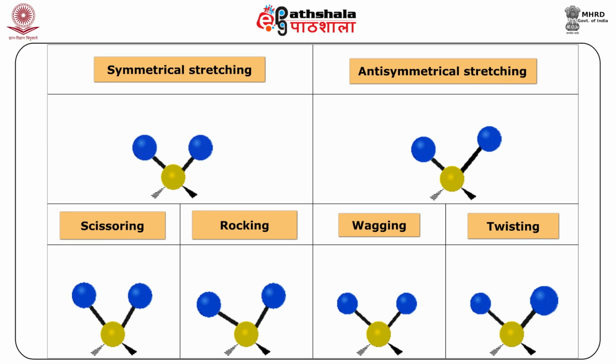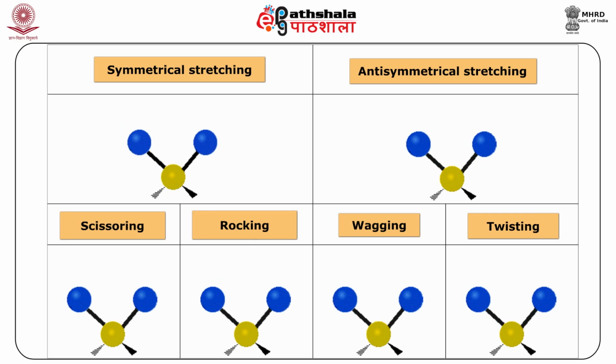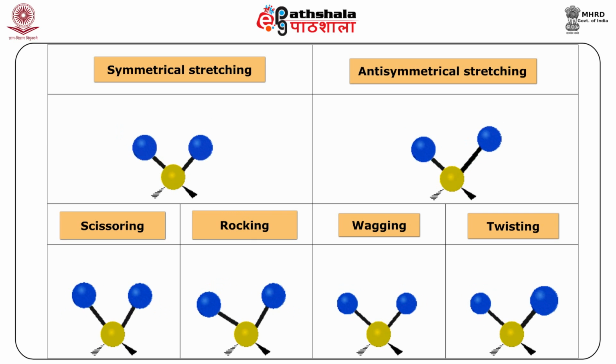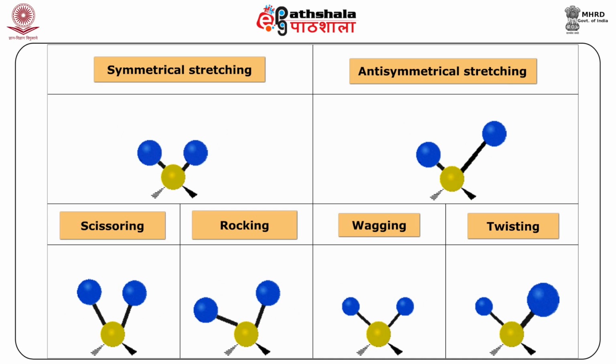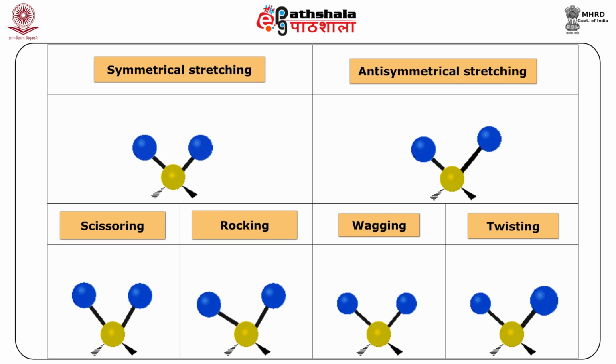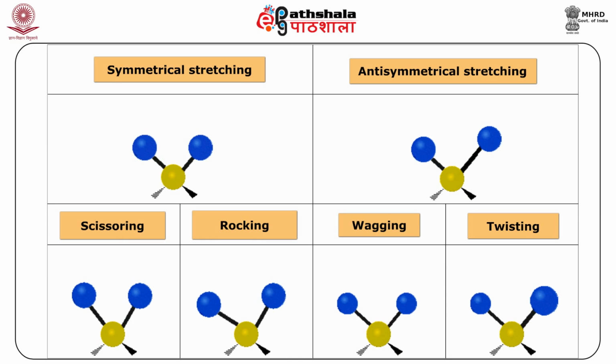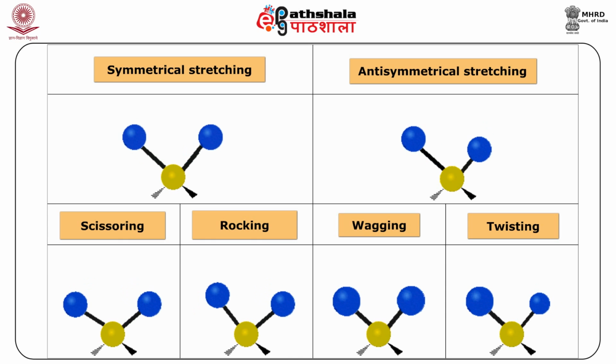Second comes the bending vibrations. It involves a change in the bond angle or movement of a group of atoms with respect to the rest of the molecule. Bending vibrations are of four types: rocking, scissoring, wagging and twisting. Now, these all can be seen in the figure.